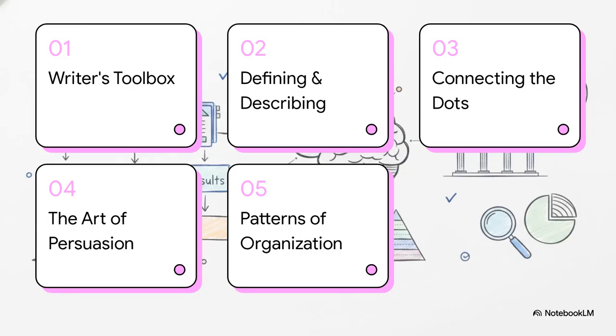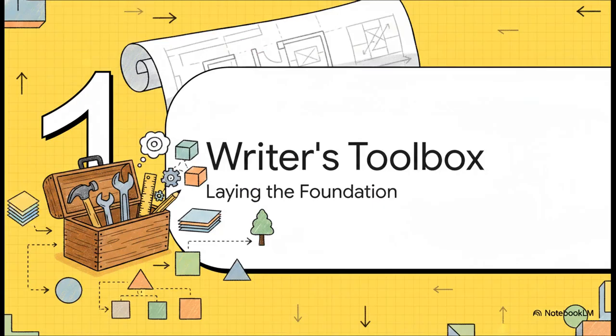So here is our roadmap for today. We'll be covering 1. The Technical Writer's Toolkit, 2. Defining and describing, 3. Connecting the dots, 4. The art of persuasion, and 5. Patterns of organization. Section 1. The Technical Writer's Toolbox. We are laying the foundation.